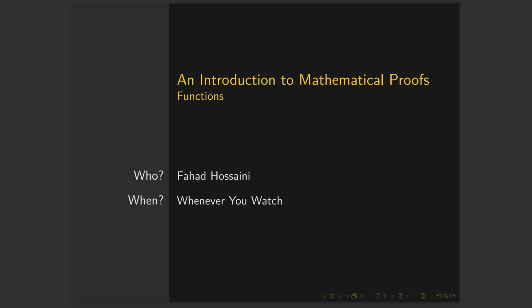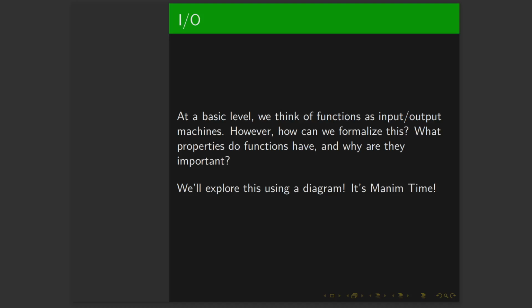To mathematical proofs, we'll be talking about functions. So you've dealt with functions before. The simplest way to understand them is an input-output machine. But more importantly, how do we formalize this, right? What properties do functions have and why are they important?